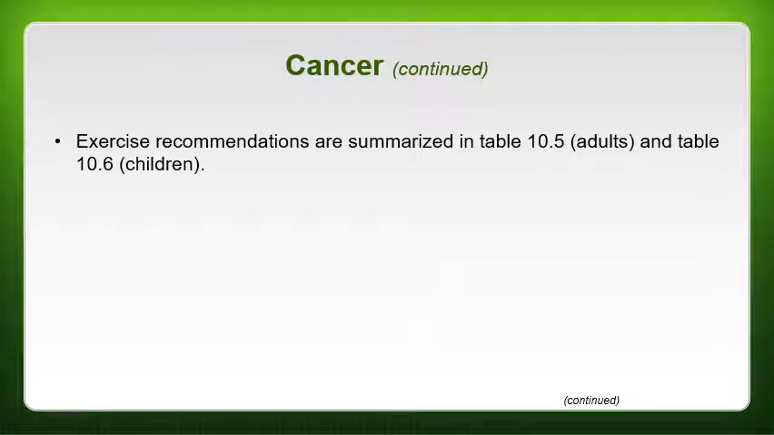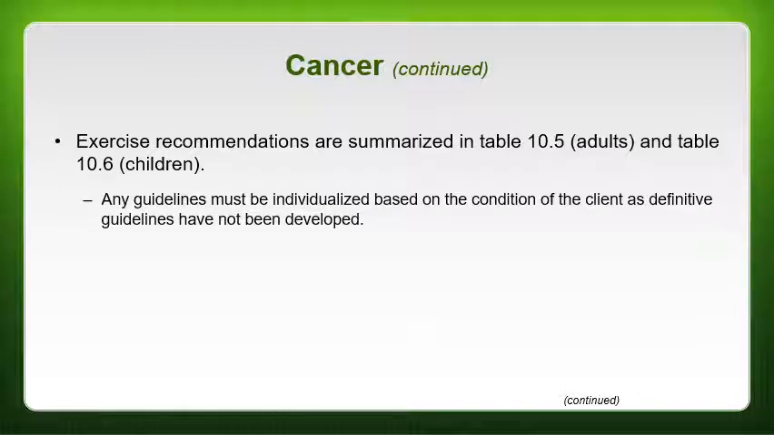So review your recommendations in table 10.5 for adults and table 10.6 for children. There are some things to note. It gives you some intensity ranges and some volumes to look at. Again, any guidelines need to be individualized, if we're just talking from a practical standpoint.